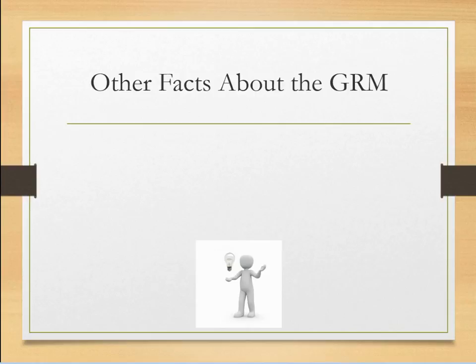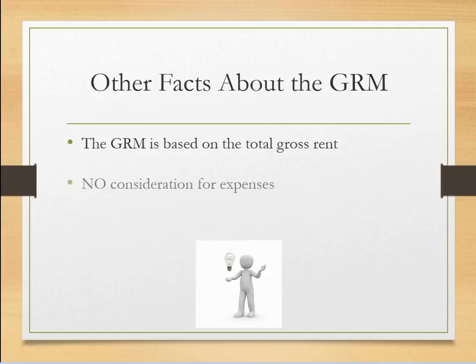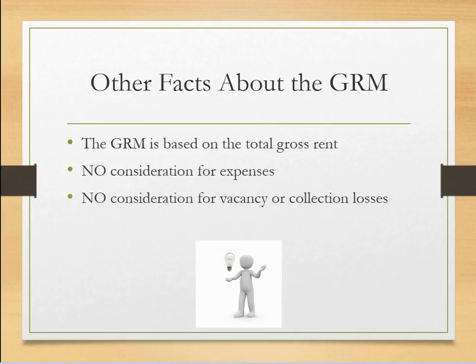Other facts about the GRM: keep in mind what gross rent really means. Understand that this method, the gross rent multiplier, is based on the total gross rent for the comparable income properties. Remember, gross rent and gross rent multiplier means it is a flat amount. So we do not consider with the GRM expenses of the property. We do not consider with the GRM vacancy or collection losses. Remember, as a financial term, gross means a flat amount. So the GRM is looking at the monthly rent that a property brings in.